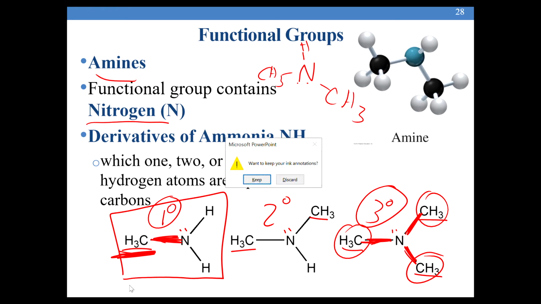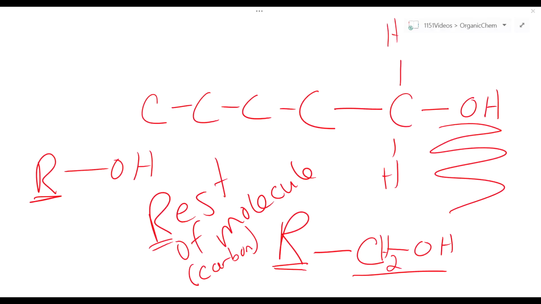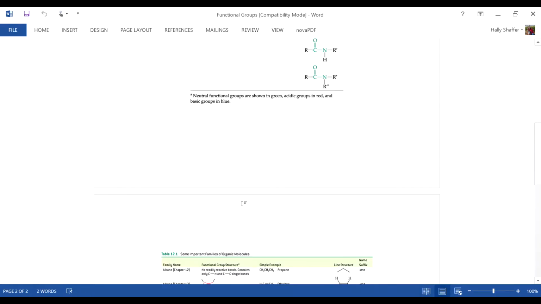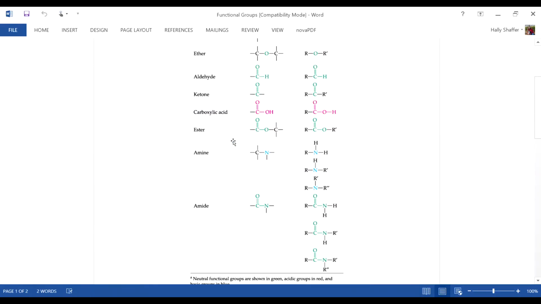So if you go back to the table that you need to know, here's the amine, and it just shows it with one carbon and then nitrogen with two lines. But this top example on the right is a primary amine, the second example is a secondary amine, and in the last example the nitrogen is connected to all carbons. That is a tertiary amine. So that's why we have all three. You would just need to recognize whether there are more hydrogens or more carbons present.